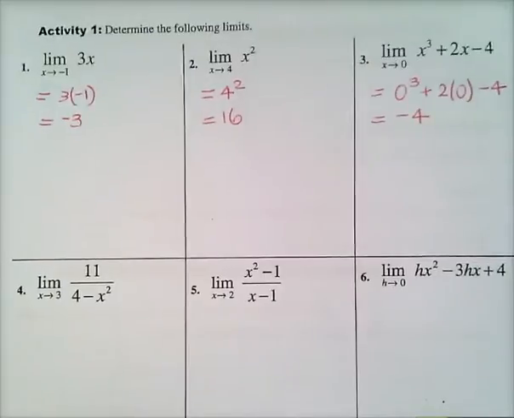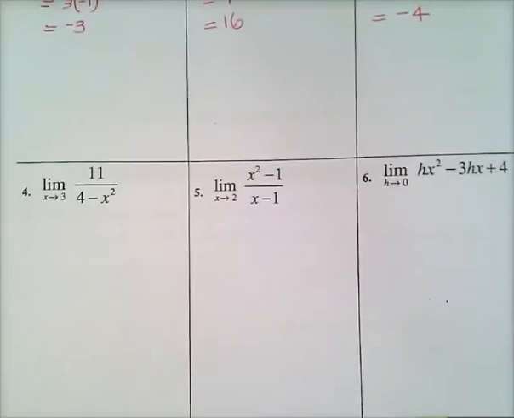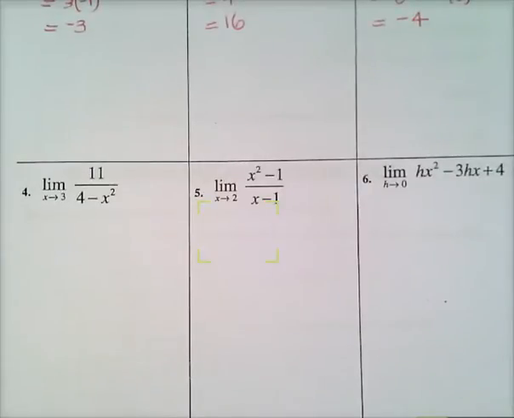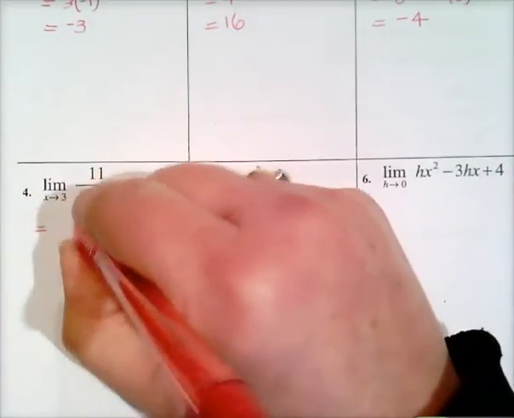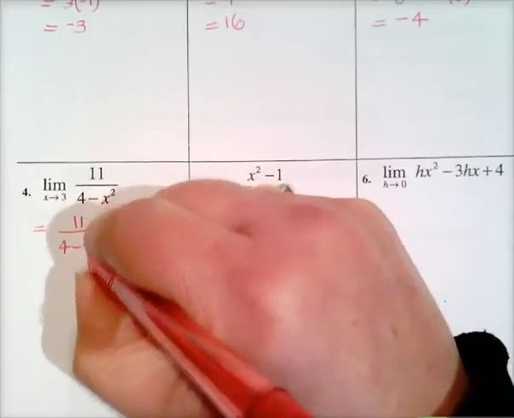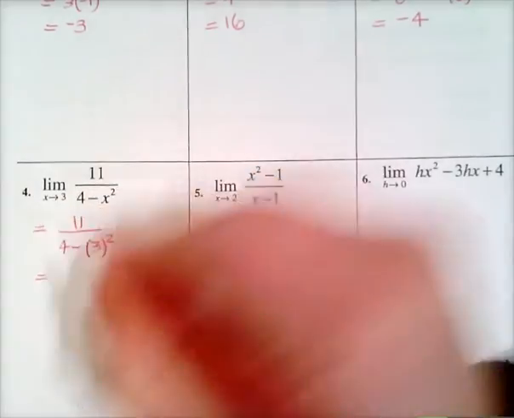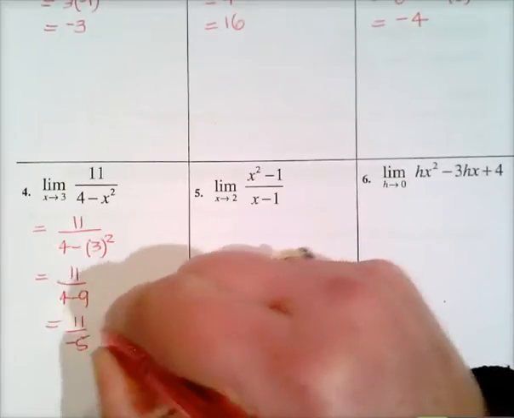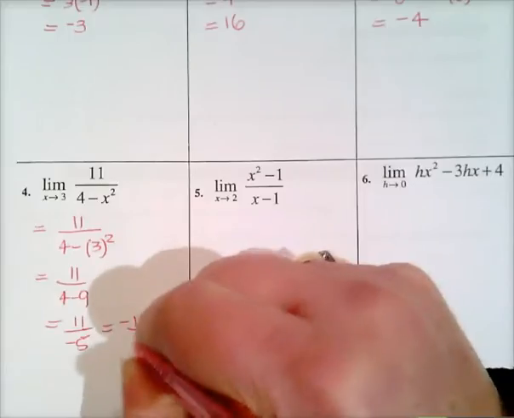Okay, down here, the limit as x approaches 3. For this function, substituting in the 3, we then drop the limit notation and we get 11 over 4 minus 9, which is 11 over negative 5, or negative 11 fifths.